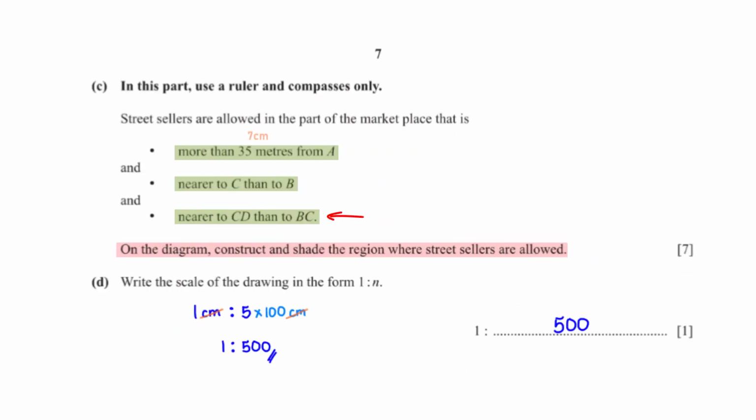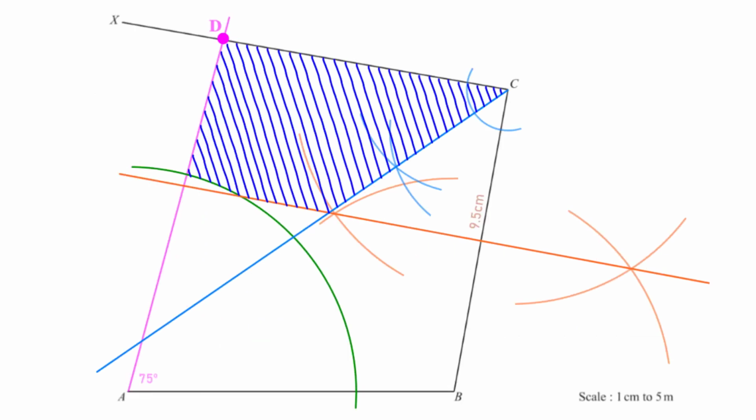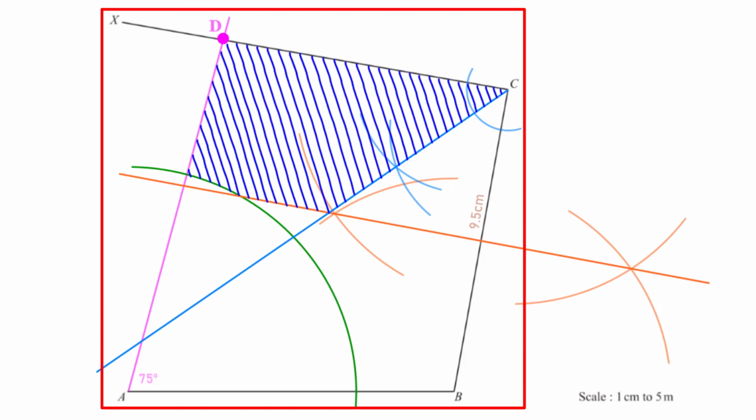To be able to indicate this region, we need to draw the angle bisector of angle BCD. Using a pair of compasses, we stand at point C and describe an arc across angle BCD. Then standing at this point, we open the compass to a wider width and construct an arc. Using the same compass width, we stand at the other point and construct another arc. When we are done, we draw a straight line from point C that passes through the intersection points of the arcs. After drawing these boundaries, we can now shade the region that is 7 cm from A, nearer to C than to B, and nearer to CD than to BC.